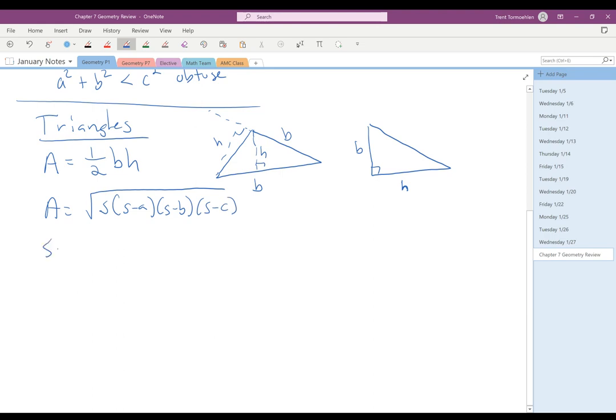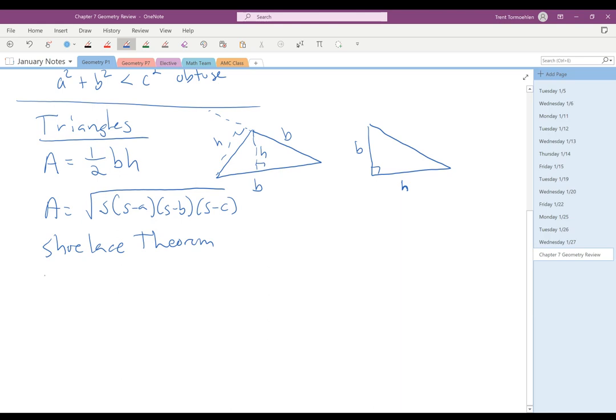We had Shoelace Theorem. I'm not going to go through this. You might need to look this up if you've forgotten it in your notes. But Shoelace Theorem is a way to find the area of a triangle if you know the coordinates of the vertices on a coordinate grid.